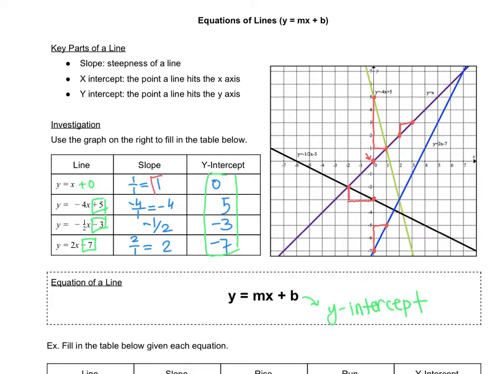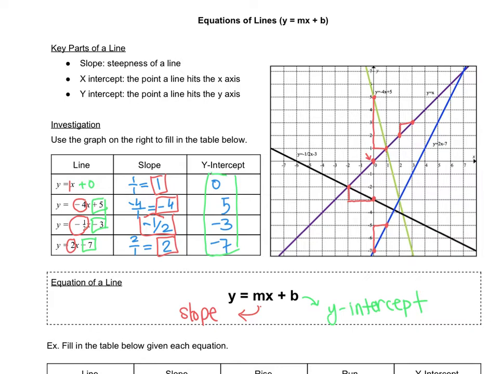Now let's look at the slope. The first slope was 1, which is what the coefficient of x is. The next slope is negative 4. That's the coefficient of x. Next one is 1/2. Here's the 1/2. And positive 2, here it is. So the number in front of the x, including the sign, is our slope. So two very important features taken straight from this equation. And again, it has to start with y equals.